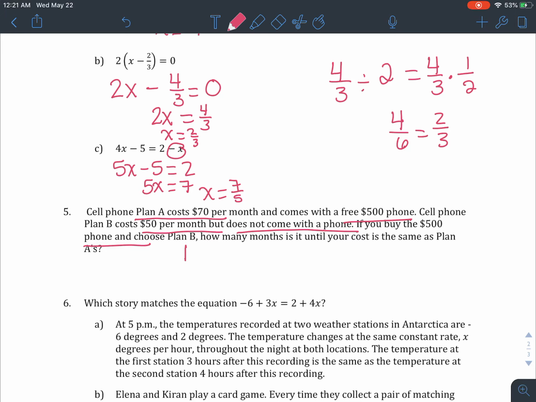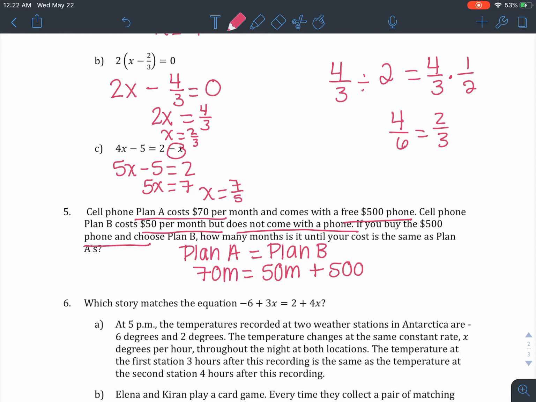So what you're going to do is plan A is going to be on the left side, and plan B is going to be on the right side. So if we have $70 per month, it's going to be 70m. And then for plan B, it's going to be $50 a month plus the $500 phone. So for them to be at the same amount of months, we have to find what's equal to each other. So that's why we have to set them equal to each other.